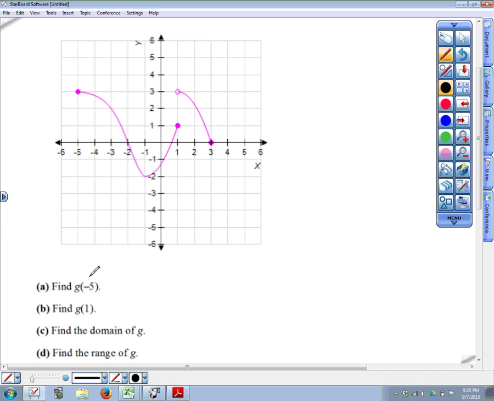This is an x value right here. Negative 5 is an x value. So you find a value of negative 5 on the x-axis, and the value of g is the point on the graph at x equals negative 5. The y value there, or the vertical height, is 3. So g of negative 5 is equal to 3.